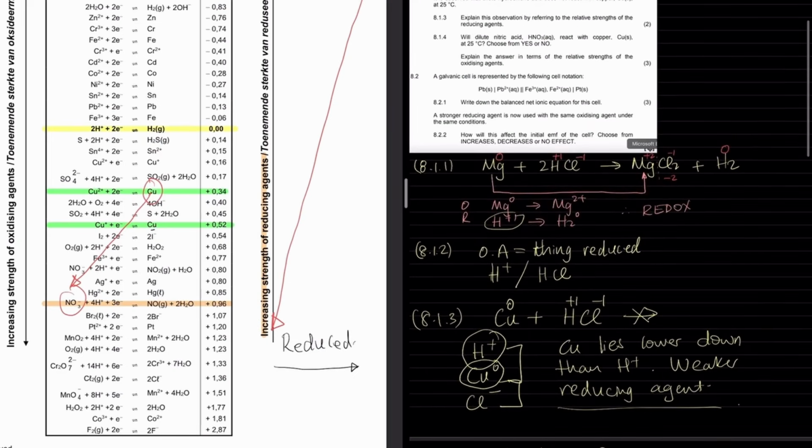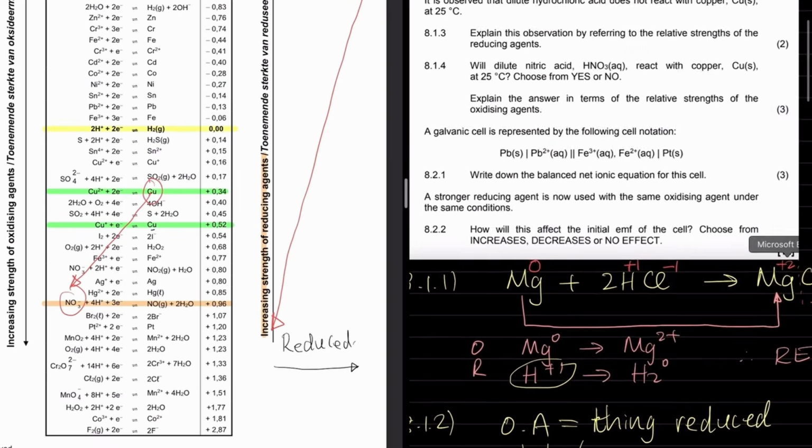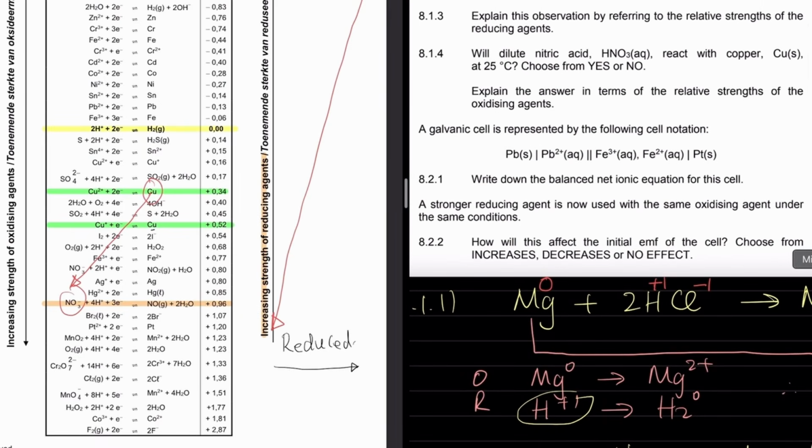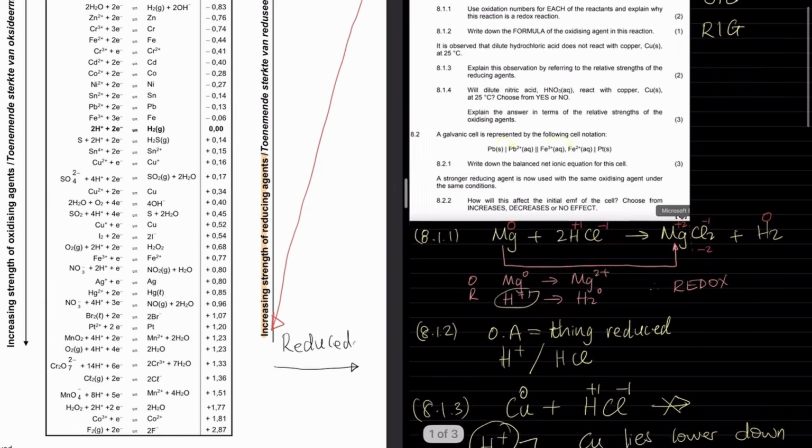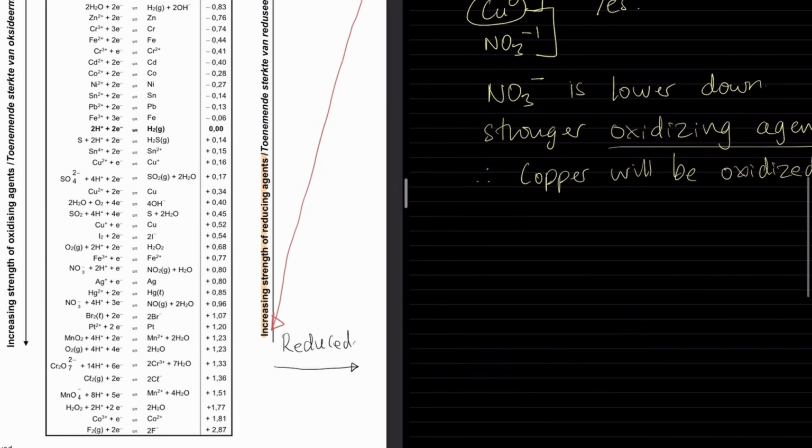Actually, we're not done. Question 8.2. A galvanic cell is represented by the following cell notation. Okay, so there's my cell notation. Write down the balanced net ionic equation for the cell. So when you're doing a net ionic equation, what you need to do is firstly figure out what's being oxidized and what's being reduced. So we can see here that Pb is going to Pb2 plus. So the lead is being oxidized. And the Fe3 plus is going to Fe2 plus. So the Fe ion is being reduced. So we need to write that reaction, but from our table.